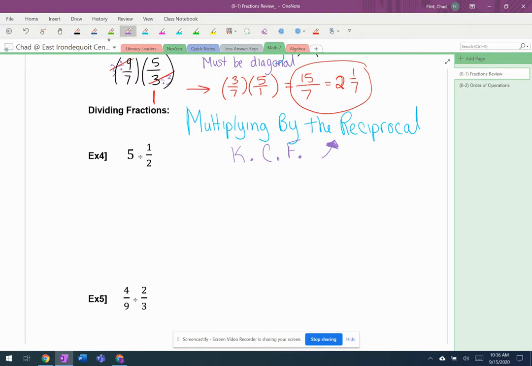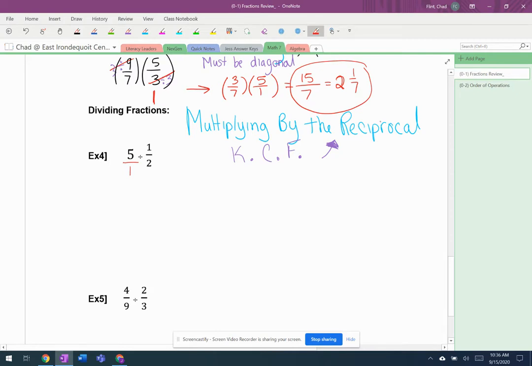In our first example 4 here, they're taking a whole number and they want us to divide it by 1/2. Remember, I can very easily turn any whole number into a fraction by putting it over 1. So I can change 5 into a fraction by saying 5 divided by 1, or 5 over 1.